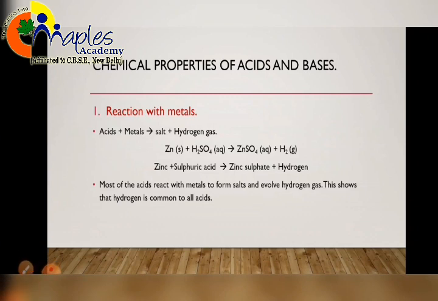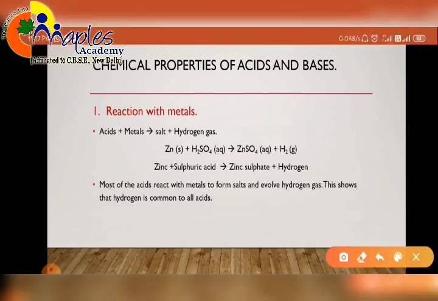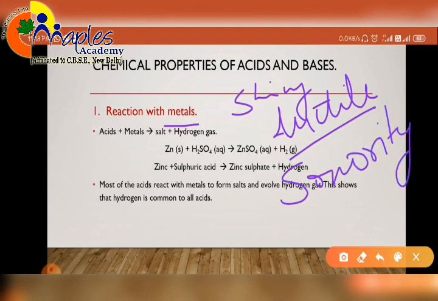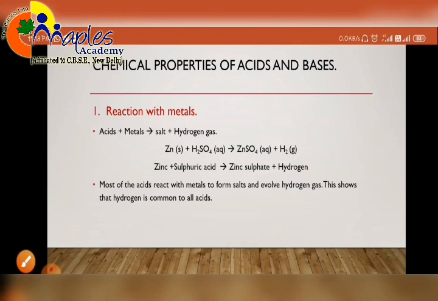The first point is how they react with metals. How do acids and bases react with metals? Before going through that, we should know what metals are. In our previous classes, we have already studied that metals have a shiny appearance, which we call lustrous. They can be ductile, they are malleable, have sonority, and they are good conductors of electricity and heat. We have already gone through many properties of metals. Now we have to learn how acids and bases react with these metals.